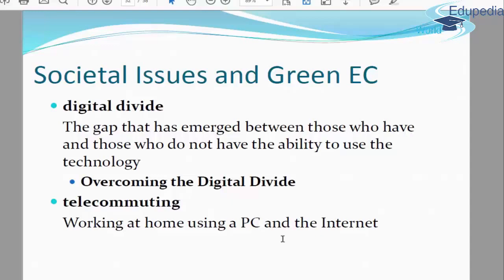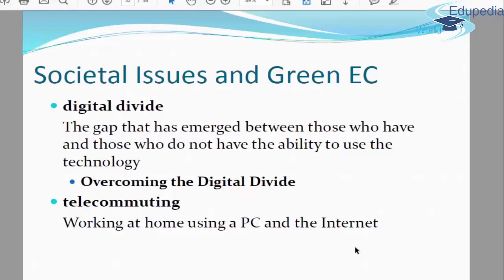Telecommuting: working at home using a PC and the internet. Now, telecommuting does not sound very foreign or very difficult to implement. But the fact is that many businesses and organizations, up to this date in 2016, still prefer employees to come to work. They do not want them to log in at their workstations from home and work from home. So there is still a traditional preference in a country, and you need to check into that as well.